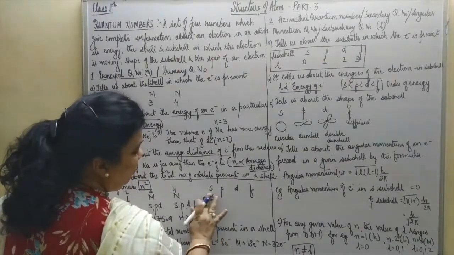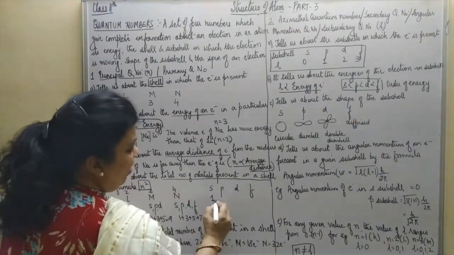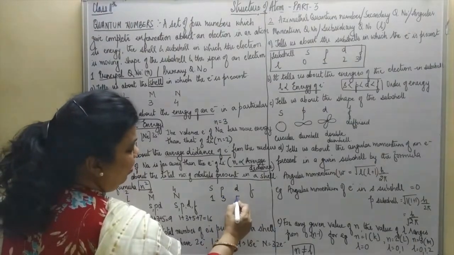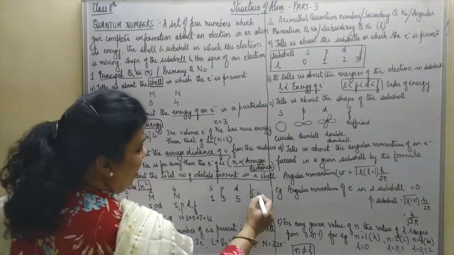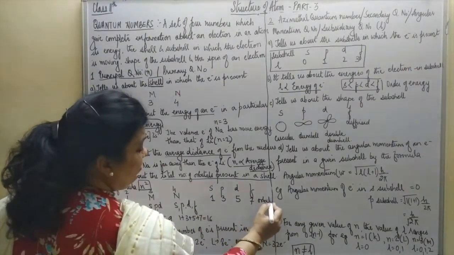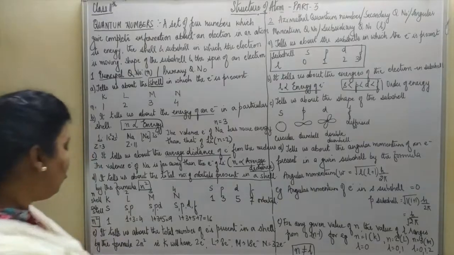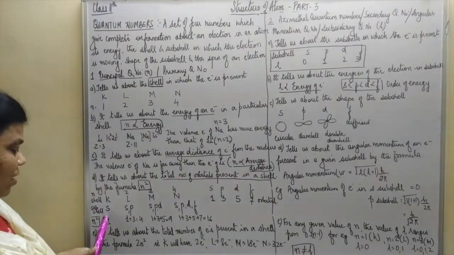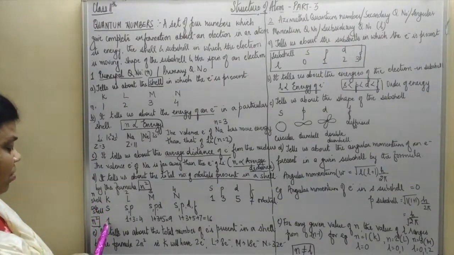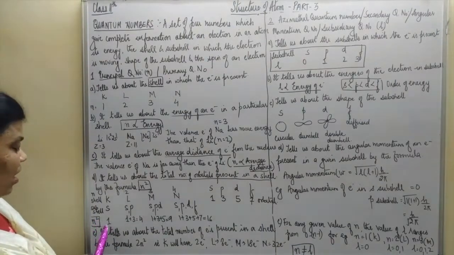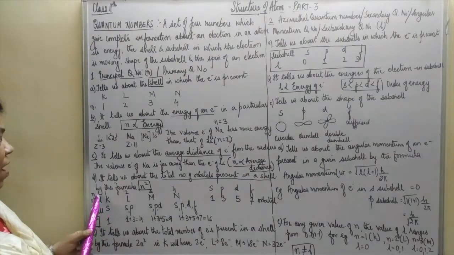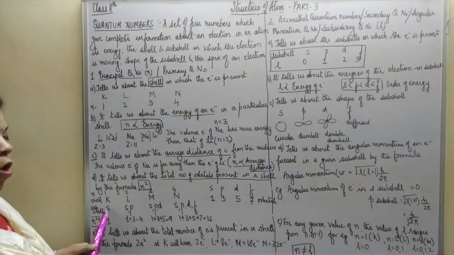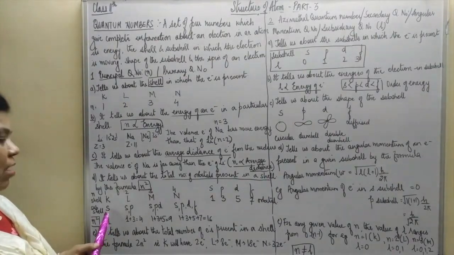The number of orbitals present in the S subshell is 1, P is 3, D is 5, F is 7. So these are the subshells and these are the orbitals present in them. So if K shell is having S subshell and S subshell has 1 orbital, so by n square we can calculate the number of orbitals, because for K shell n is 1. So 1 square is 1, that means we have altogether 1 orbital in the K shell.